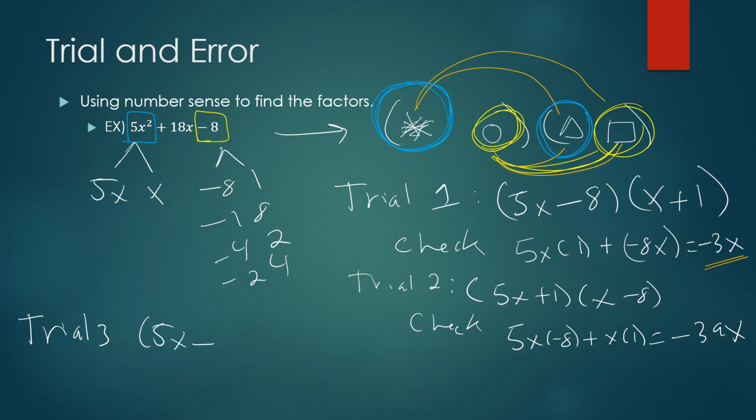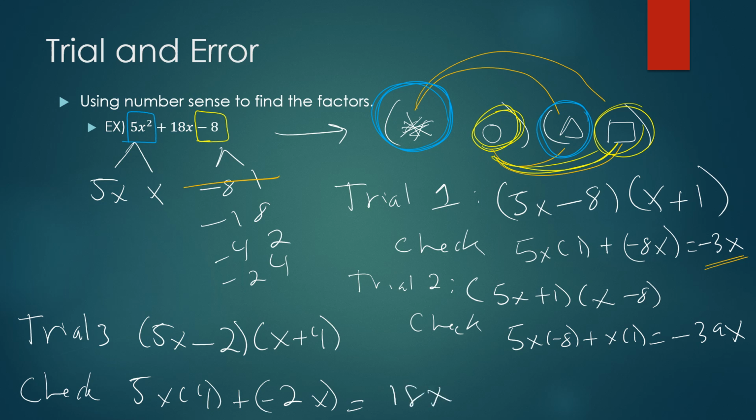5x minus 2 and x plus 4. We know the earlier combination didn't work because we tried it. We could have still tried the other one. But if I do trial 3, which combines this combination with this combination, we should get the following. I'm going to check. 5x times 4 plus -2 times x is 18x. Because my middle number matches, we know that this is the correct factorization for our problem.